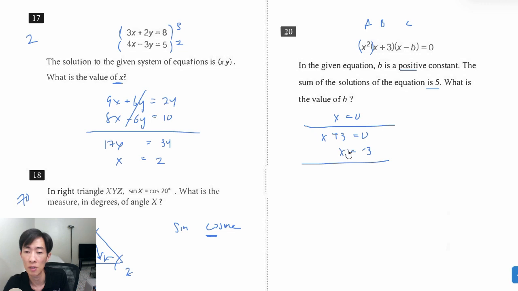In the case of choice C, when x is equal to b, that'll be another solution, because x minus b has to be equal to 0. So these are our 3 solutions. We got 0, negative 3, and b. So 0 plus negative 3 plus b equals 5. And so we add 3 to both sides, b equals 8. And so that's going to be the answer.